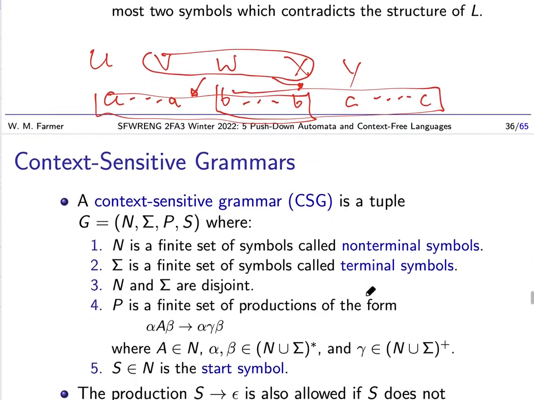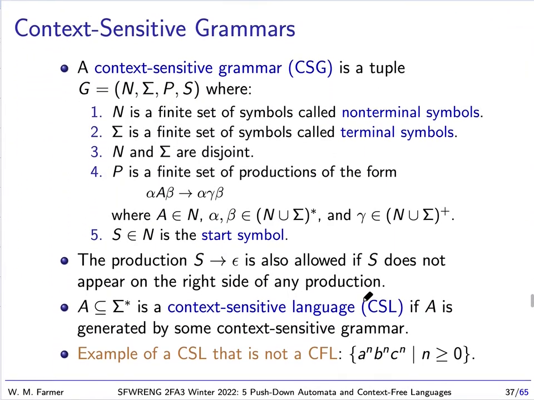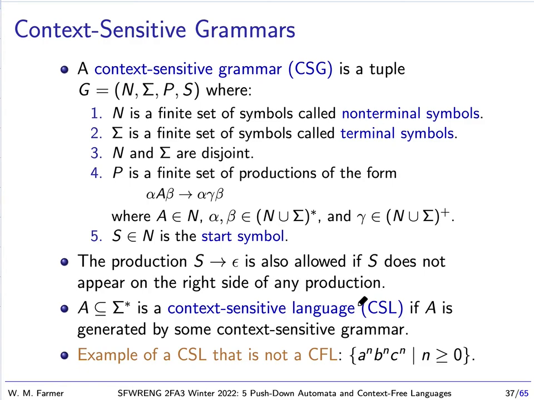Okay, so let's look at another kind of grammar. This is what's called a context-sensitive grammar. It's just like a context-free grammar, but we have a more general kind of set of productions.